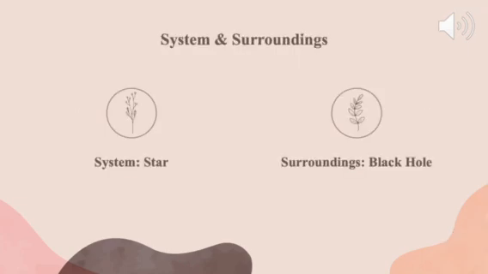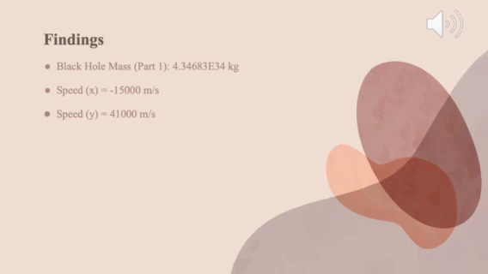As always, we had system and surroundings present in this experiment. The system, that which was being acted on, was the star, while the surroundings, that which was acting, was the black hole. Our findings ultimately were that the black hole had a mass of 4.34683 e to the 34 kilograms. And we also found in the second part that the speed in the x direction was negative 15,000 meters per second, while the speed in the y direction was negative 41,000 meters per second.